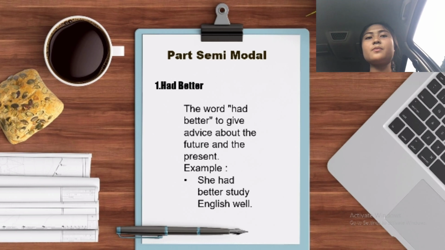The parts of semi-modal are, number one, had better. The expression had better gives advice about the future and the present. For example, she had better study English well.